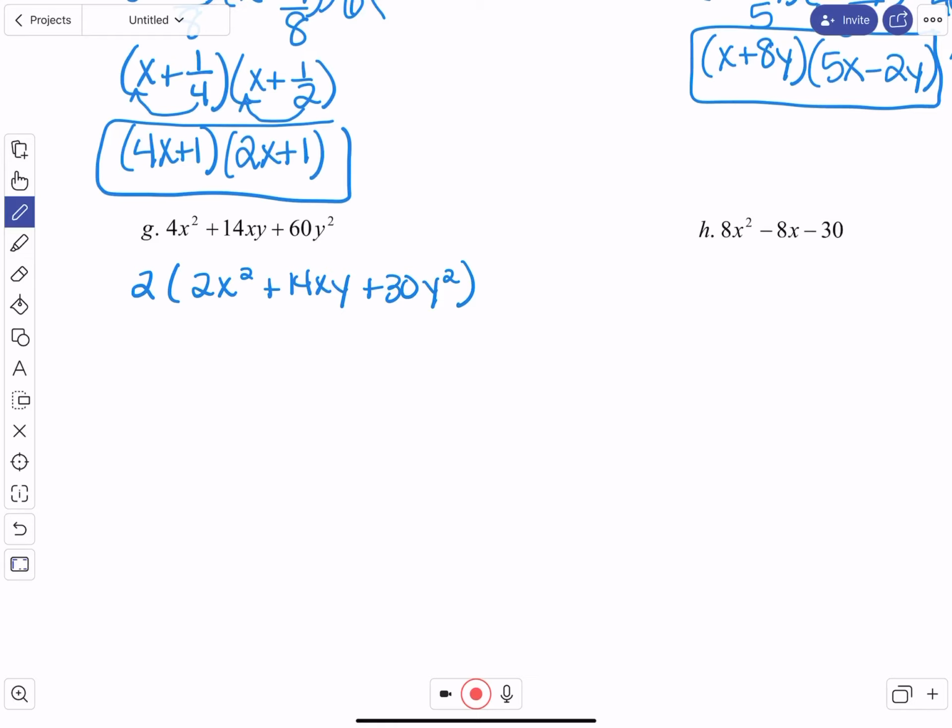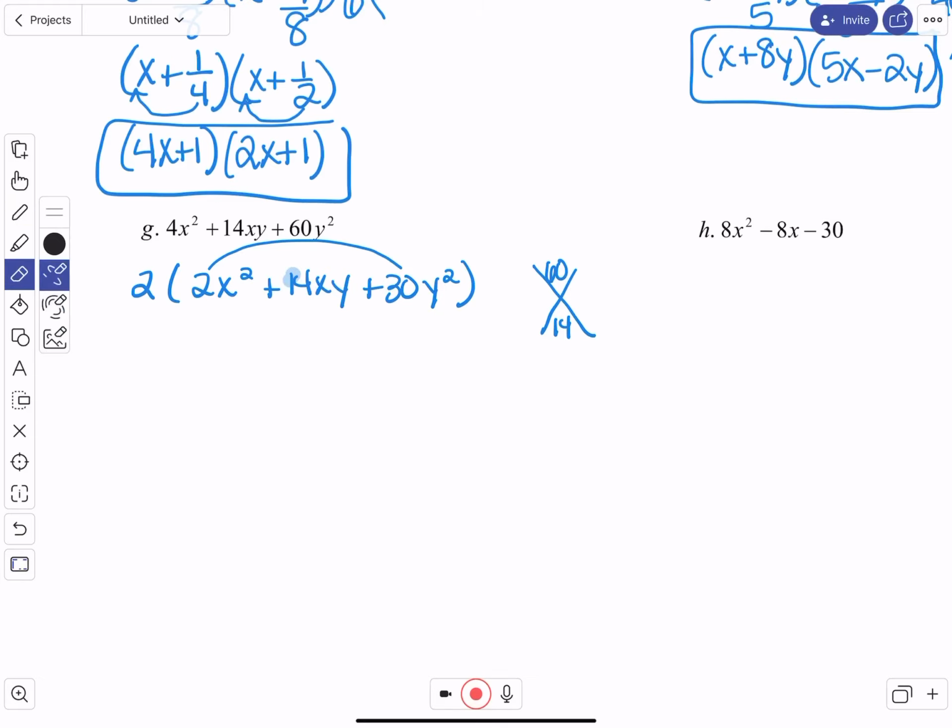We still have that number out front, so we're going to do our slide. 2 times 30 is going to be 60. We got 14 down here. So two numbers that multiply to be 60 and add up to be 14. Let's see here. What's that going to be? Oh, wait. I didn't pull out a 2 out of the 14. That should be a 7. My bad. This right here.